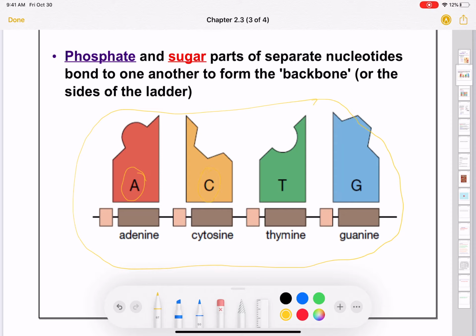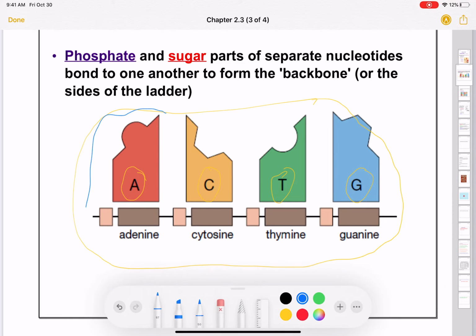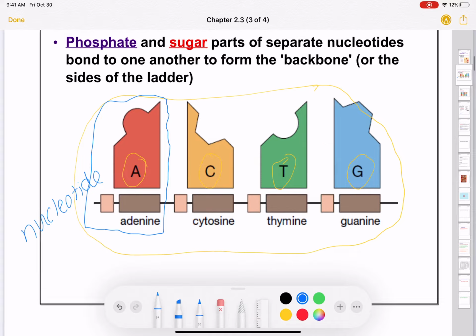So these are the 4 nitrogen bases that we can have, and the other side of the ladder will connect to that. So that's that one side. And each of these little individual pieces that have the nitrogen base, the sugar, and the phosphate, that is known as a nucleotide. Okay? Perfect.